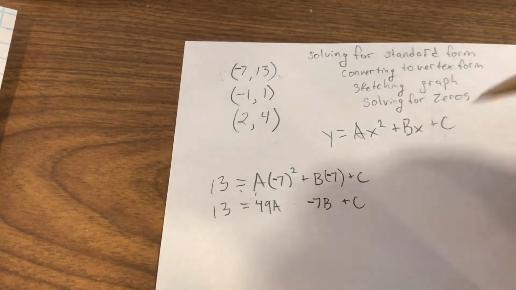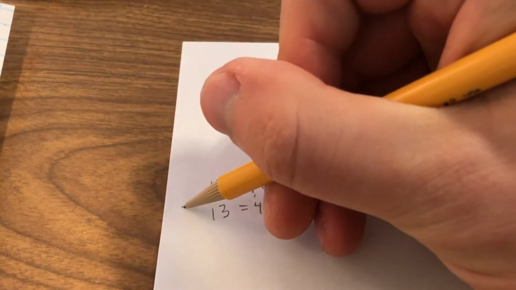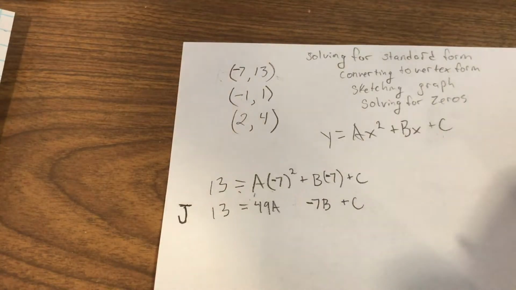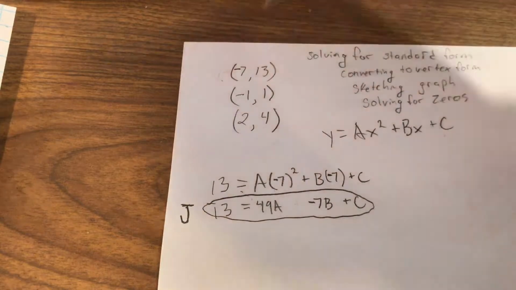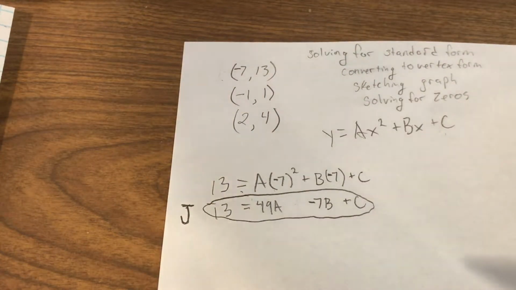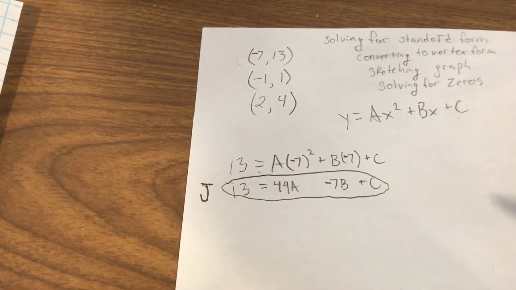I'm going to give this equation here a letter. I'm going to call this J so I can refer to it later on when I'm going about doing things. I'm going to circle it. I would recommend if you were doing this on a test or quiz, label it with some kind of new letter and then you can reference it later and it's easier for me to follow your work.